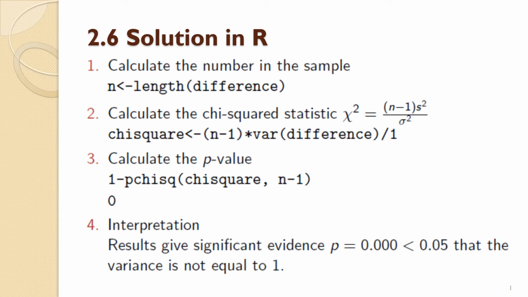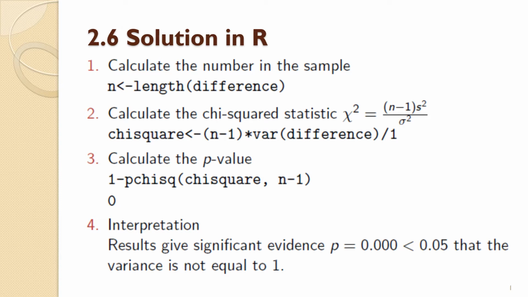So the length just gives you the number of observations in the variable difference, the sample size in this case. Then you need to calculate the chi-square statistic. So this is from first principles. This is how we would do this in R, and in this case sigma squared equals 1.